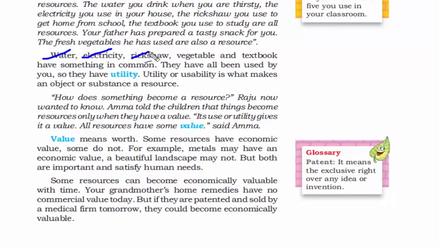Water, electricity, rickshaw, vegetable and textbook have something in common. We know that they all are separate things, but what is it that is common between all of them? They are nothing but utility, which means we use them. We don't just keep them with ourselves, we use them. Now, how you use them is a whole different thing. What we are concerned about is that we use these things. We don't just keep them in stock. Therefore, utility or usability is what makes an object or a substance a resource. I hope this line is absolutely clear.